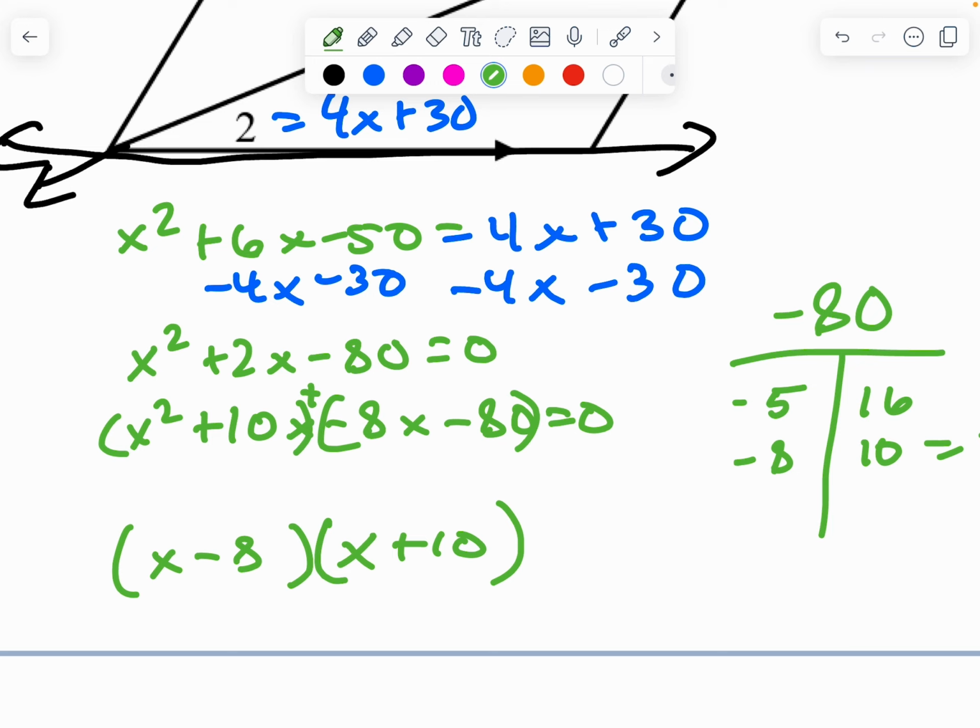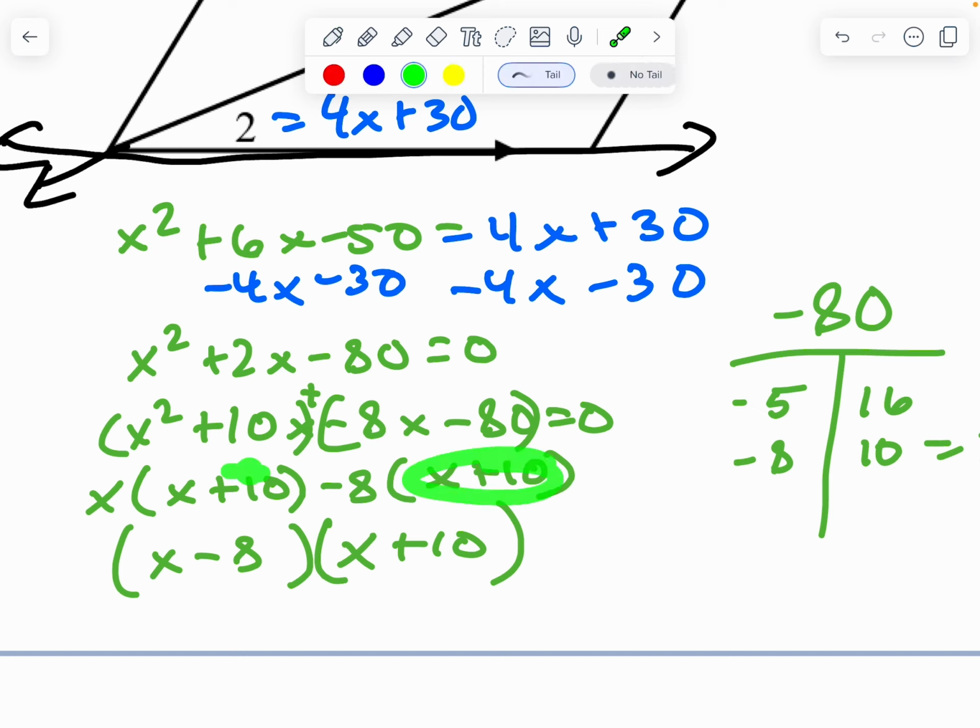So from here, we can pull an x out, and that's it. So we're going to be left with x plus 10. And then from the right side, we can pull out a negative 8. And so I'm left with an x plus 10. Now we can obviously pull out an x plus 10, and we're left with this x minus 8. So the x minus 8 goes in here. We can only pull out one x plus 10, right?